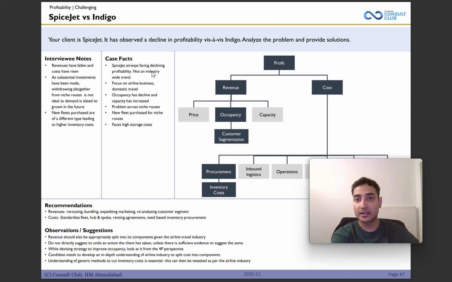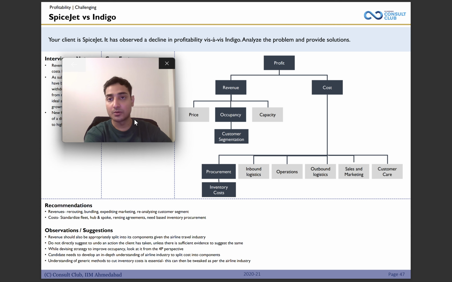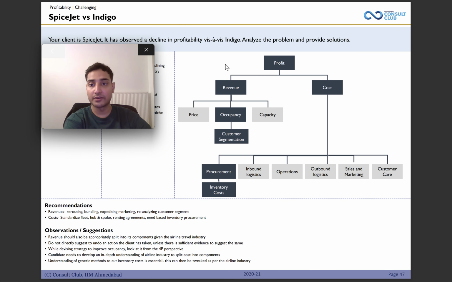Case facts: SpiceJet Airways facing declining profitability, not an industry-wide trend. Focus on airline business; domestic travel occupancy has declined and capacity has increased. Problem across niche routes. A new fleet purchase for niche routes faces higher storage costs. So this flowchart of dividing the whole profit problem into components is very important in your rough sheets, because this is something which the interviewer usually checks.